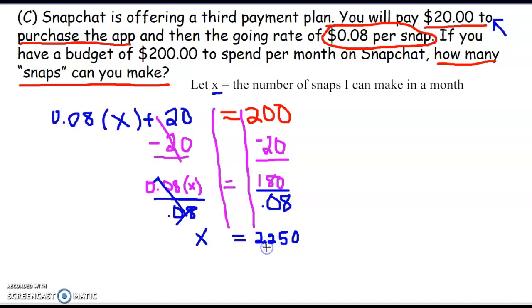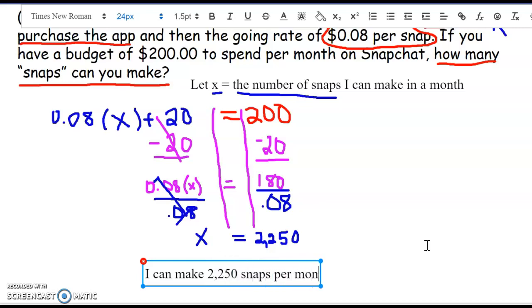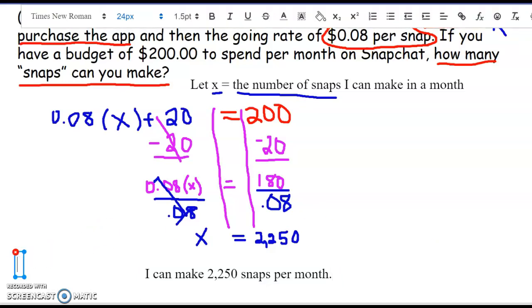Now listen, how am I going to label that answer? Well, if I go back to my X, right, what does it represent? The number of snaps you can make. So how would I label that? I'm going to do this as a text box just so it's easier to read, but I can make 2,250 snaps per month. There you go. I've solved that equation. Go ahead and try it, and hopefully you work through it. Have a great day. Good luck.